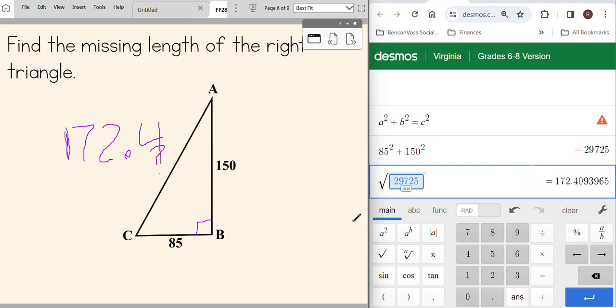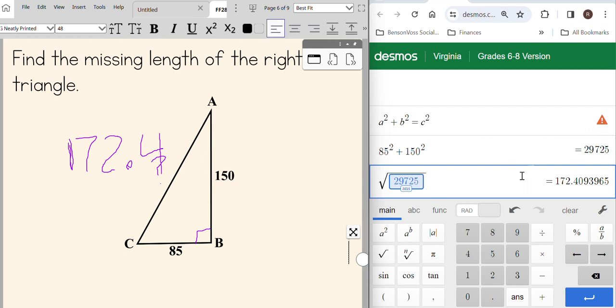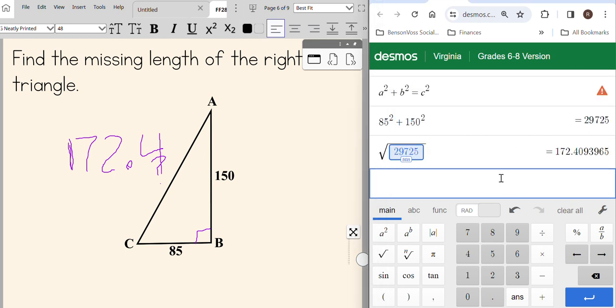If you're missing, or I'm going to come back over here to the calculator. If you've got a right triangle and you have two legs, you can solve it either the long way by doing this and then taking the square root, or you can take the square root of leg squared plus leg squared, and that will give you the hypotenuse. Okay, that will equal the hypotenuse. So let me type that just so you can look at it. That will equal the hypotenuse.